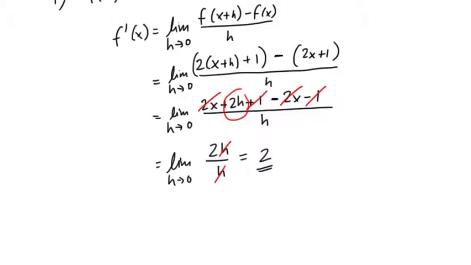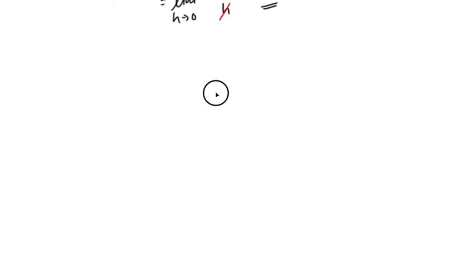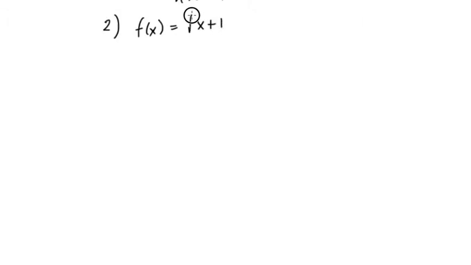Now let's try it with a square root function. Let me just move a little further up. The second type of question we're going to try is, let's say f of x is equal to the square root of x plus 1, and I want to find the slope, or the derivative, at x equals 0.